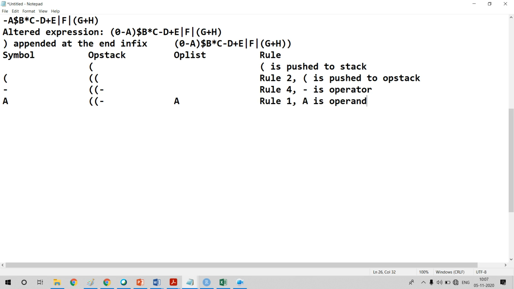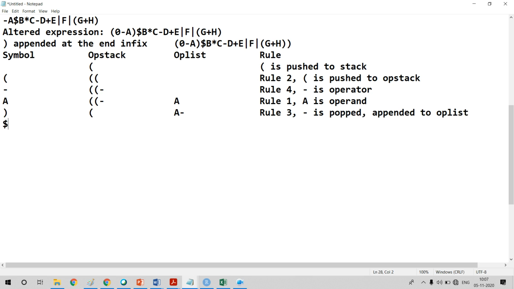A is an operand. The next symbol is closing bracket. Third rule says that remove all the operators till the corresponding left parenthesis. Removed symbol must be added at the end of the OP list. So minus is removed, and minus is appended at the end of the OP list. The list becomes A minus, as per rule number 3. Minus is popped and appended to the OP list.